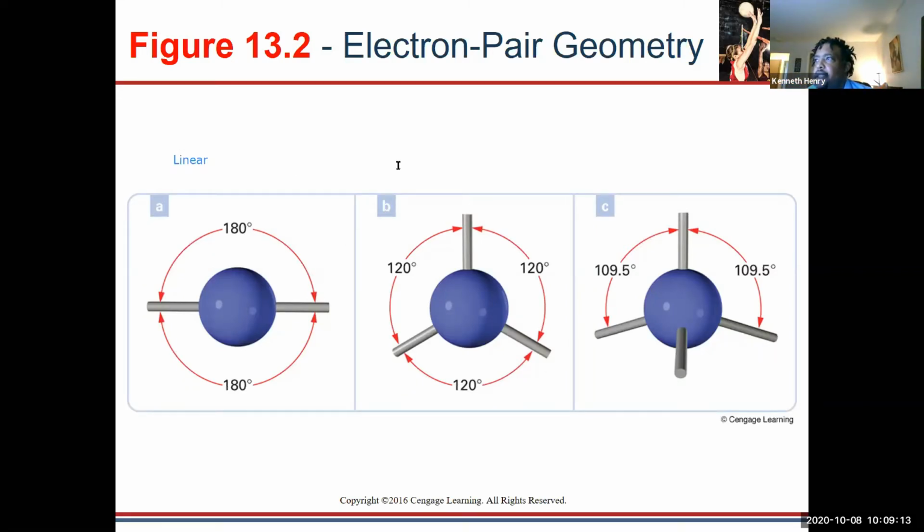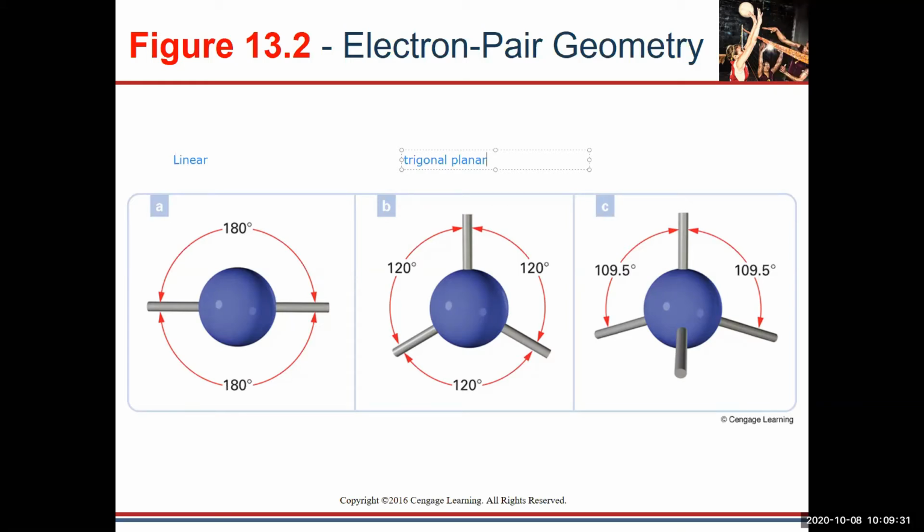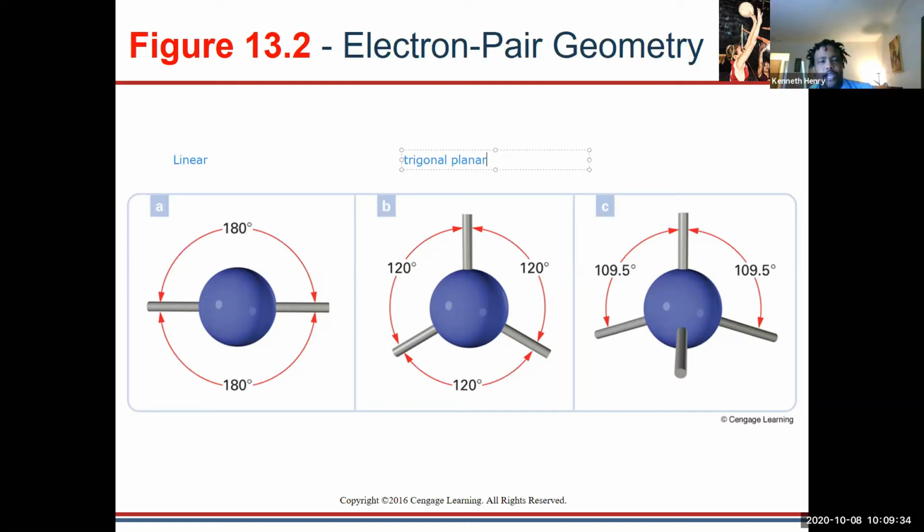Okay. What about this one? This one has 3 attachments. It's going to be called trigonal planar. That's a weird name. Why is it a weird name? Tri, 3, gonal, so 3 sides, and planar, meaning it's all in the same plane. So it's flat. It's not bent or anything like that. It's all flat in the same plane. Trigonal planar.